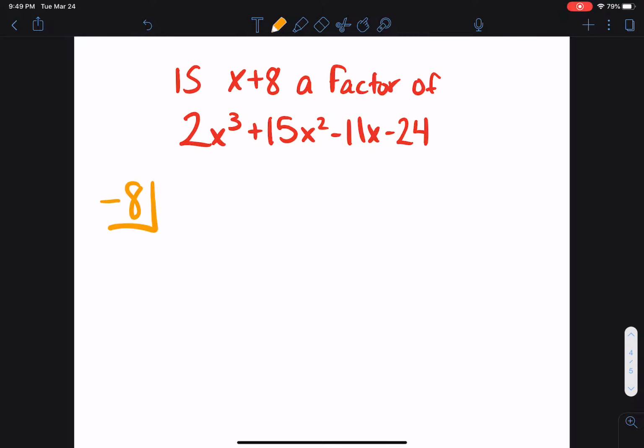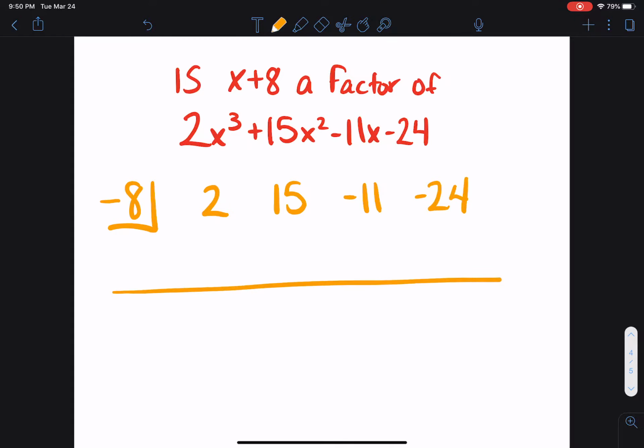And then I'm going to bring this 2 down from my 2x cubed. I'm going to bring this 15 down, negative 11 down. We're just looking at the coefficients. And negative 24 down. Okay? For the synthetic division, we're going to bring this positive 2 down, and then we're going to start multiplying. Negative 8 times 2, write it there. Add these two together, bring it down, multiply, add them, bring it down, multiply, add them, bring it down. That will tell if it's a factor.